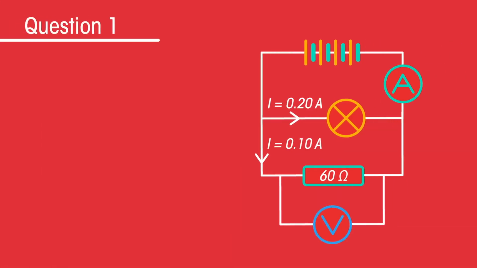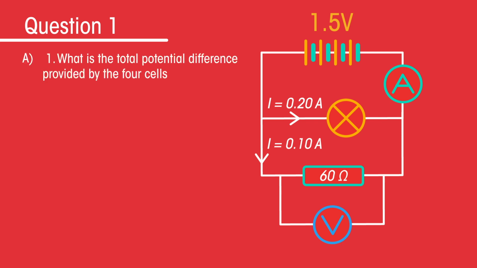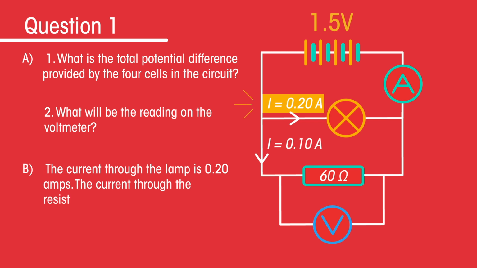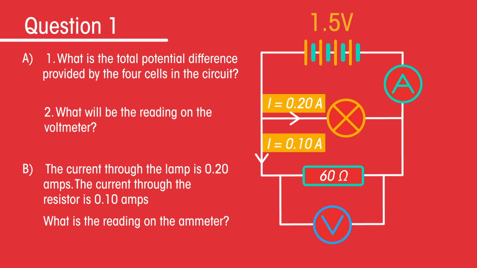Let's have a go at applying some of those rules. Each cell provides a potential difference of 1.5 volts. What's the potential difference provided by the four cells in the circuit? What will be the reading on the voltmeter? The current through the lamp is 0.20 amps. The current through the resistor is 0.10 amps. What is the reading on the ammeter? Pause the video while you work out the answers.